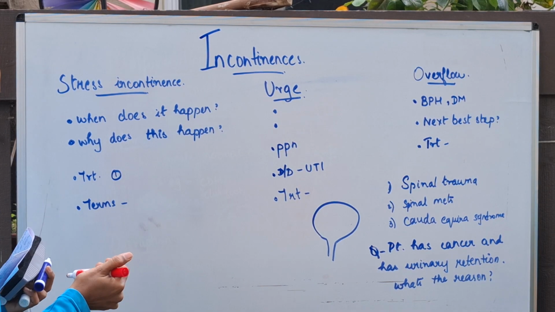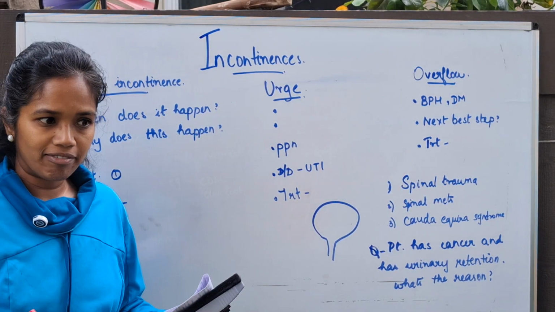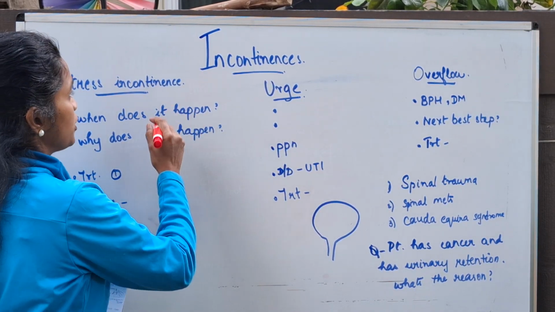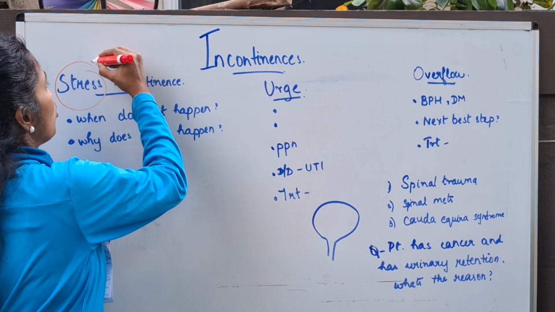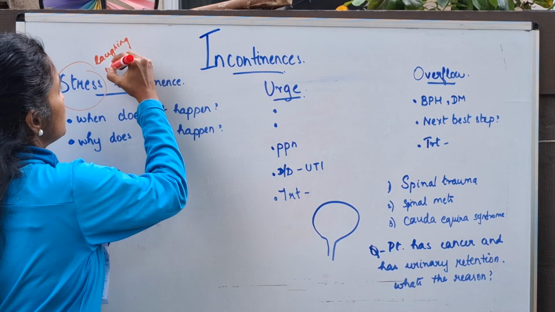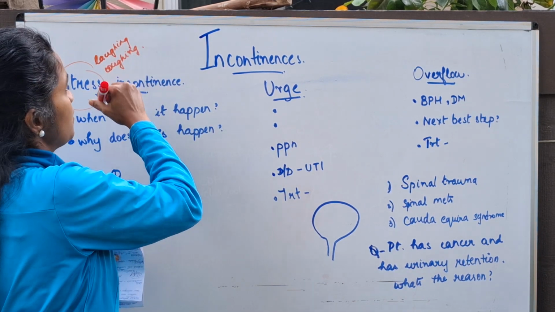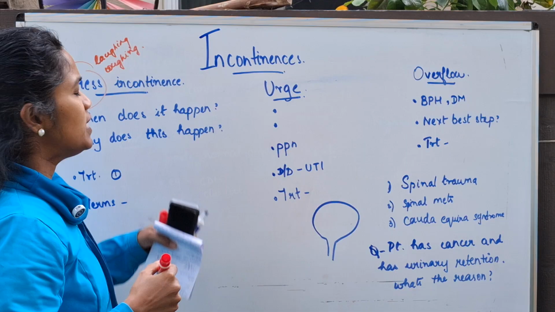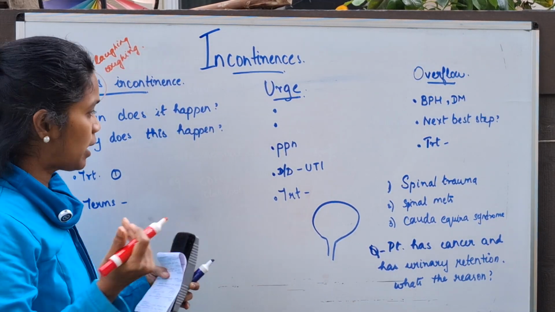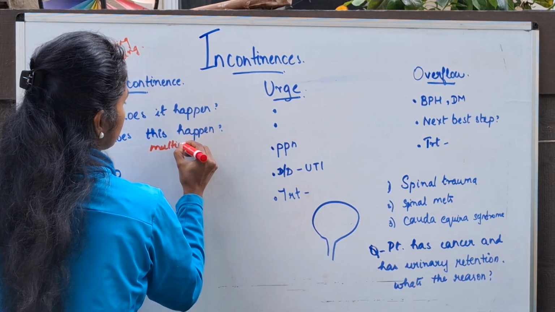In stress incontinence, the common presentation is incontinence when they cough, when they laugh, when they strain. So the laughing, coughing and straining is known as stress incontinence. Why does this happen? This happens when the pelvic floor muscles have become weak. This can happen because of many reasons, but multiparity is the most common reason.